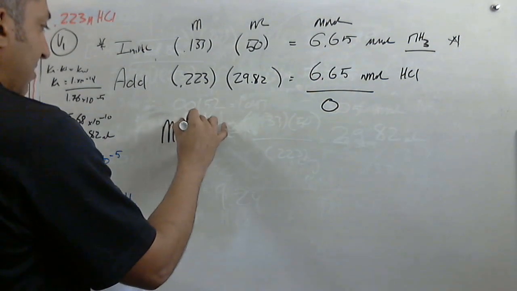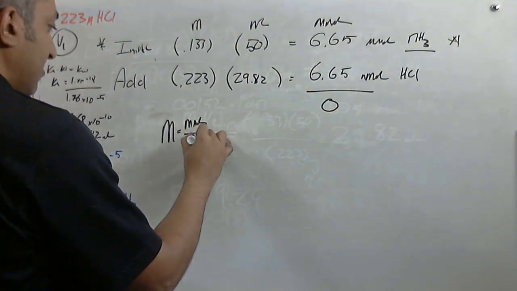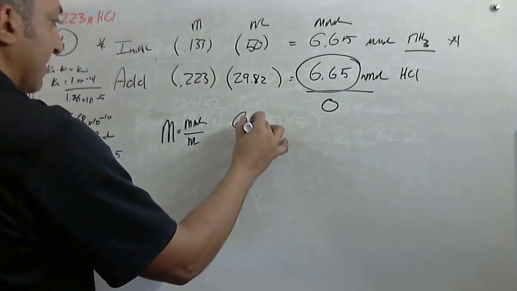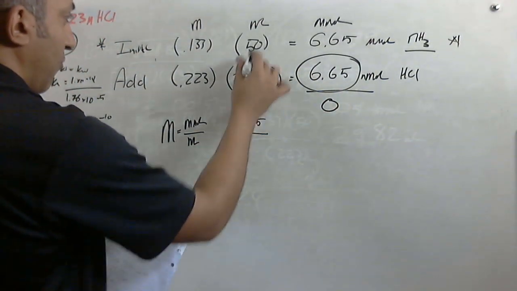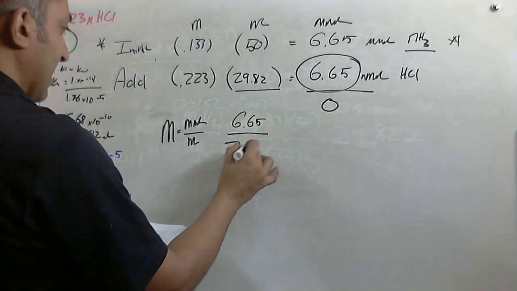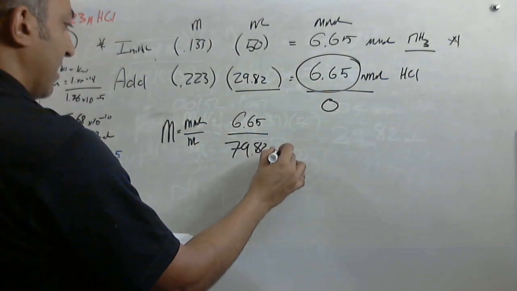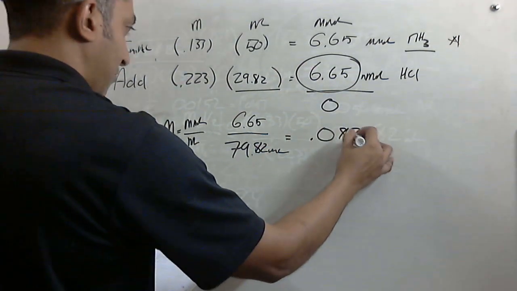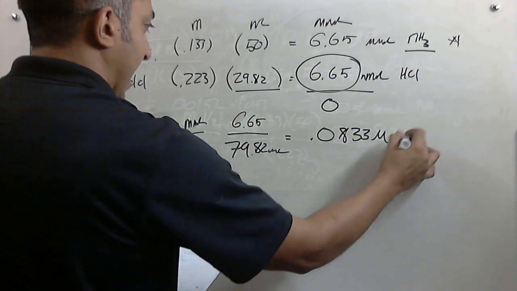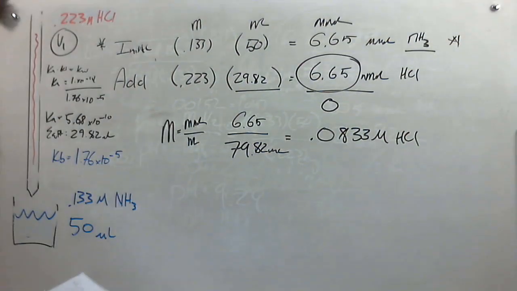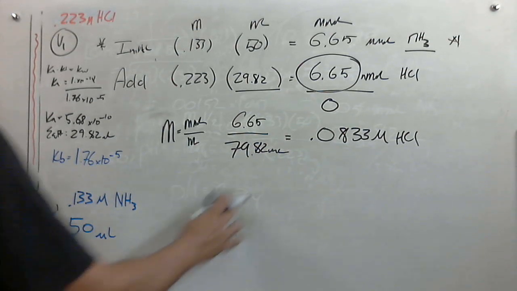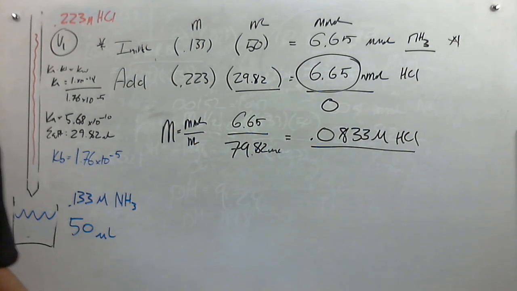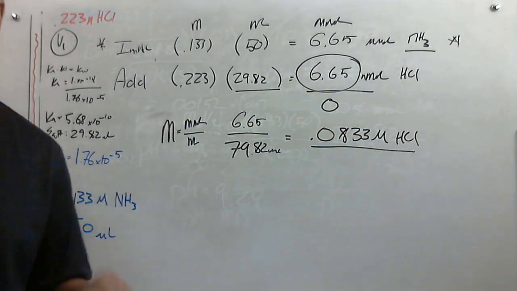Our molarity is millimoles over milliliters. We're going to use millimoles of acid to get here, 6.65, divided by our total volume, which is going to be 79.82 milliliters. And we should get a molarity of 0.0833 molar HCl. Now, this right here, this is a concentration of strong acid, but it's the weakest this strong acid could ever be.